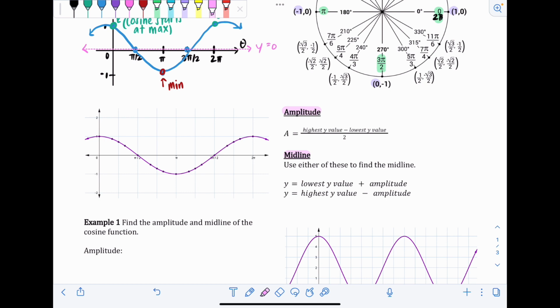Most of the time, you can see the amplitude and the midline from the graph itself, and that's the way I'm going to go through it in these notes. But just know these are the same formulas as the previous lesson, and you can always fall back on them if you need them. Just a quick little review.